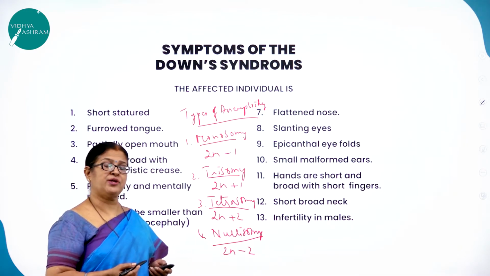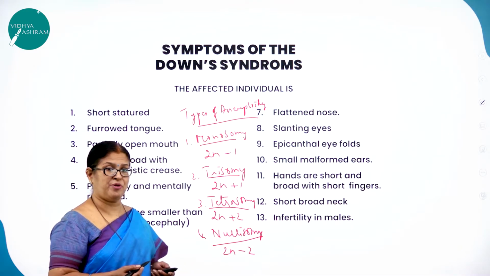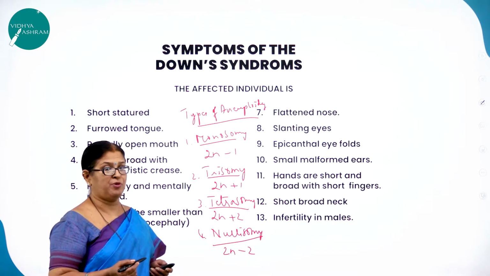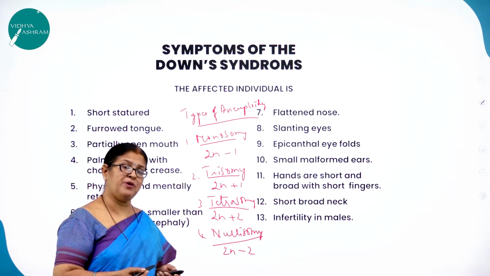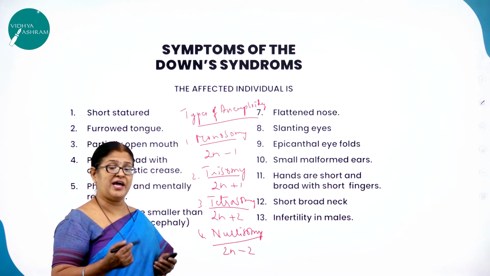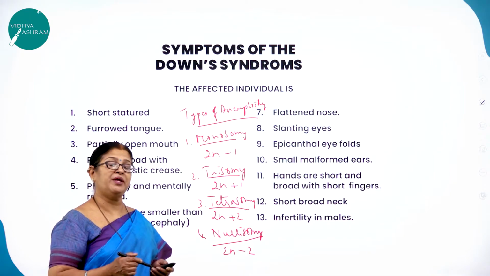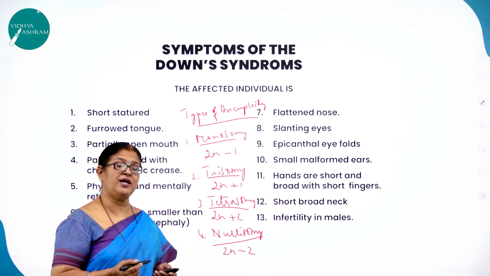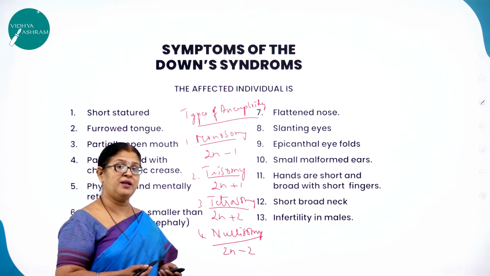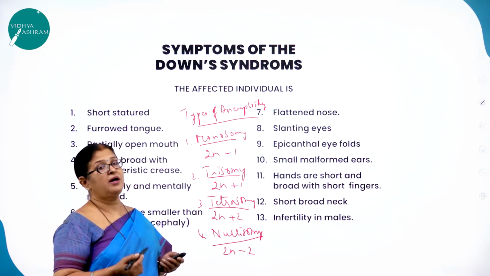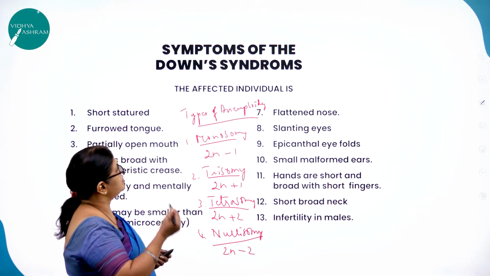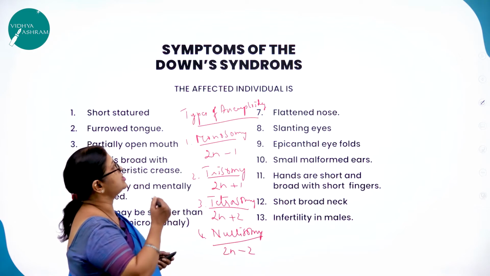If it takes place to an autosome, we call it autosomal aneuploidy. If it takes place to an allosome, we call it allosomal aneuploidy. It might be hyperaneuploidy or hypoaneuploidy. What do you mean by hyper? Plus 1. What do you mean by hypo? Minus 1. So it may be autosomal hyperaneuploidy or allosomal hyperaneuploidy, or autosomal hypoaneuploidy or allosomal hypoaneuploidy.